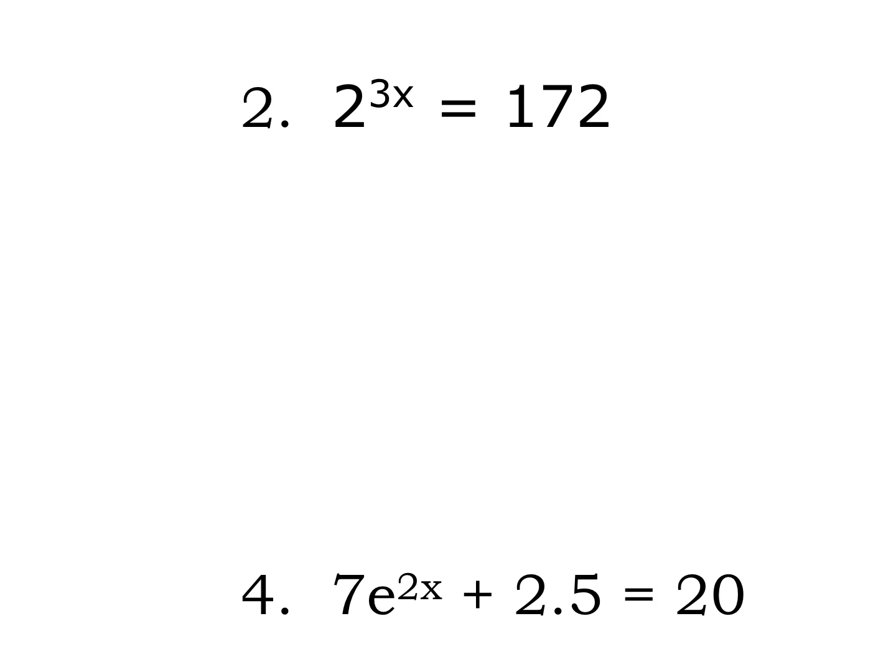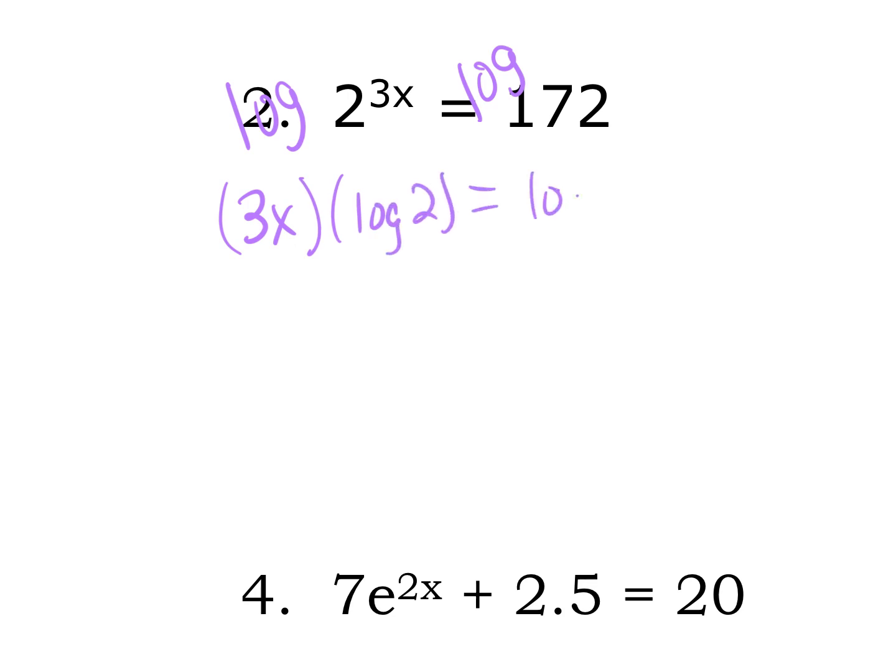All right, Zach, we've got an exponential equation. So in order to solve, we are going to take the log of both sides. Help me from here, what am I going to do? 3x parentheses log 2 equals log 172. Okay, so 3x times log of 2 is equal to log of 172. Beautiful. Okay, now we're trying to get x by itself, so what do you want to do next?